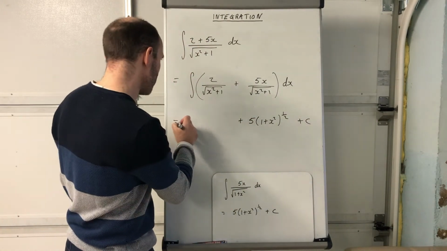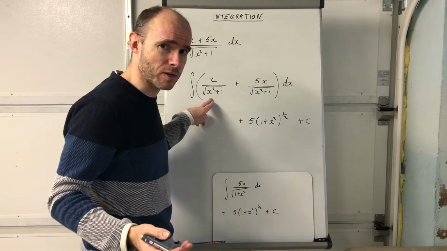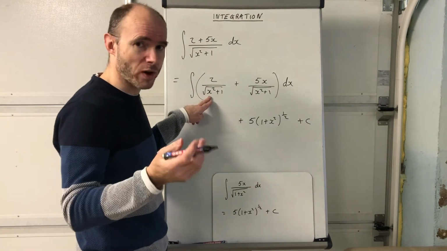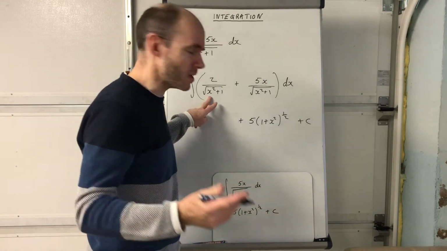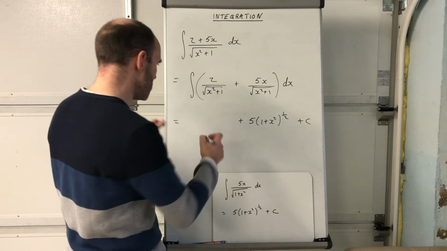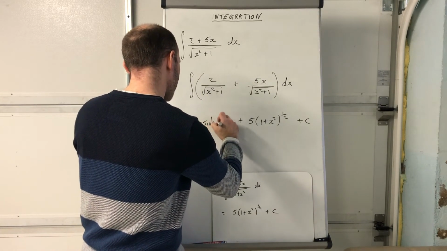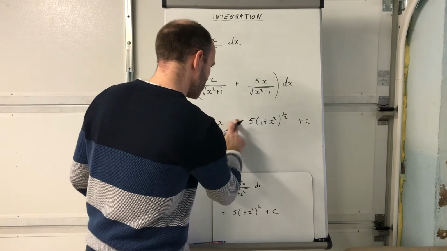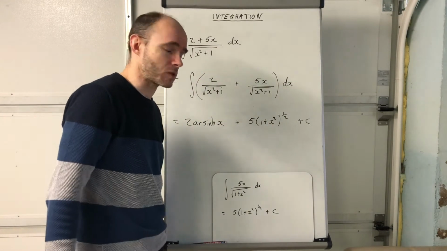And then this one, this is where you can use one of the standard integral results. That is that the integral of 1 over root x squared plus 1 is arsinh x. You have to know that. And so you've got 2 there, so that would be 2 arsinh x, and then plus 5 root 1 plus x squared plus c.